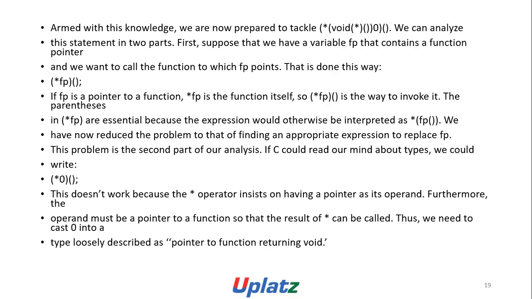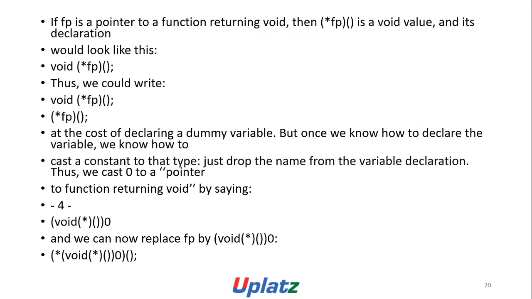If C could read our mind about types, we could write (*0)(). This does not work because the star operator insists on having a pointer as its operand. Furthermore, the operand must be a pointer to a function so that the result of star can be called. Thus, we need to cast 0 into a type loosely described as pointer to function returning void.